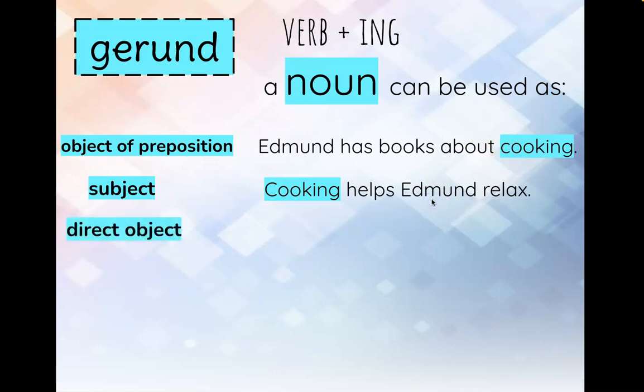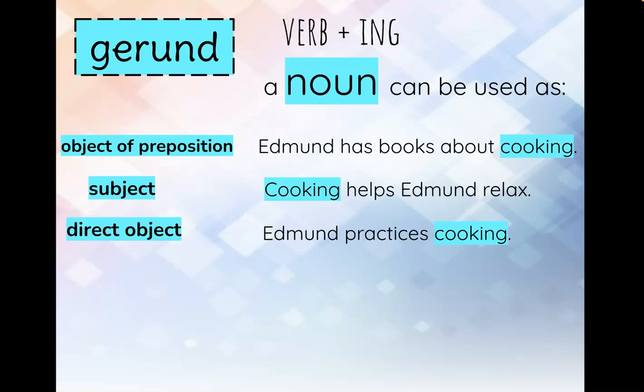We talked about direct objects. Direct objects come after action verbs and answer the question whom or what. Edmund practices what? Edmund practices cooking. So cooking is the direct object.